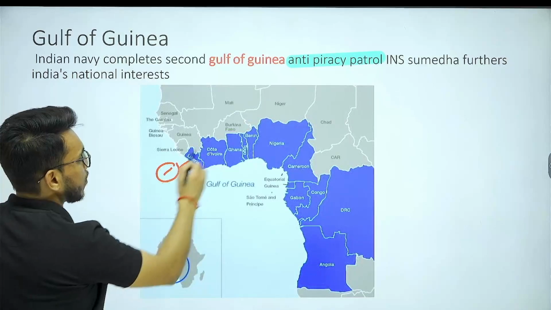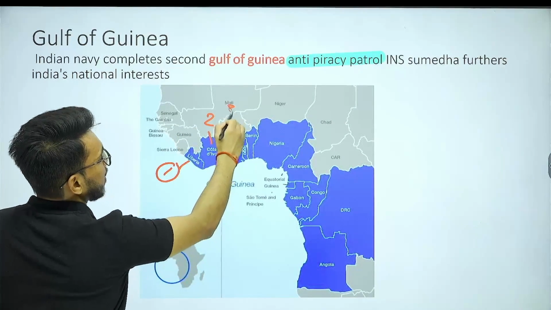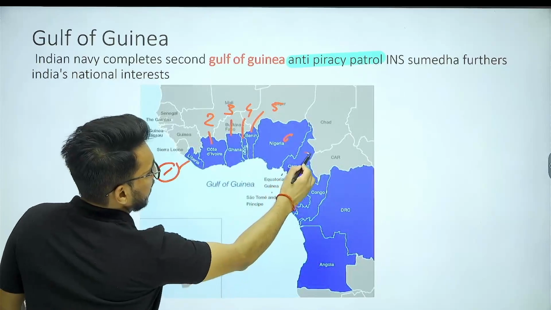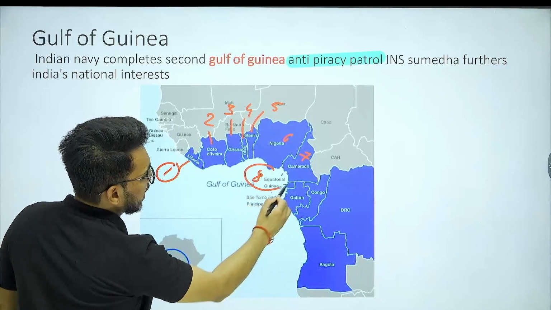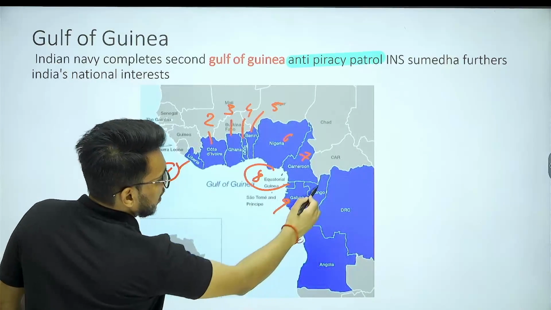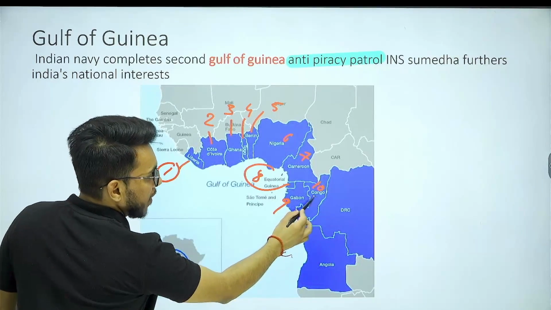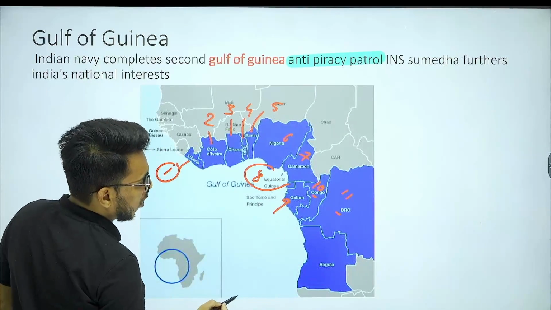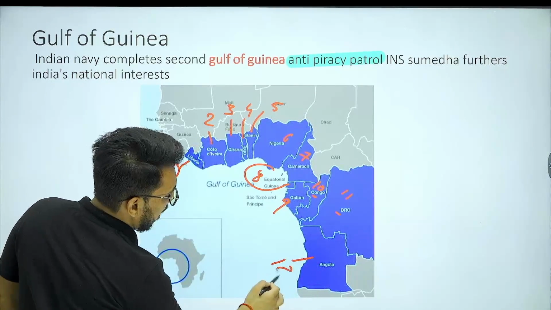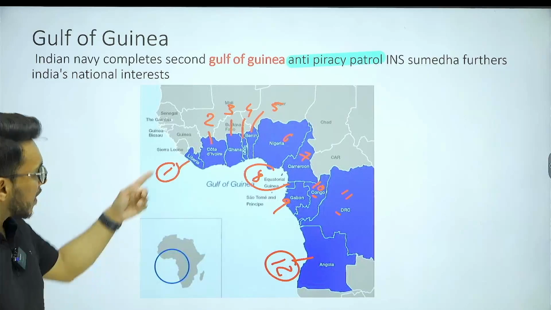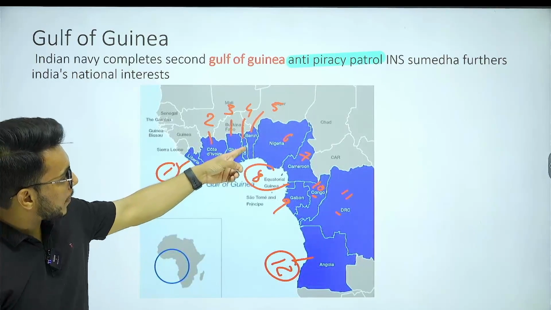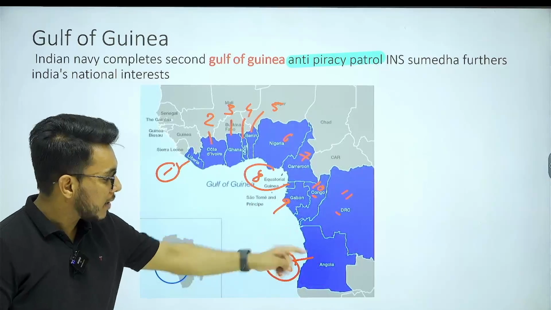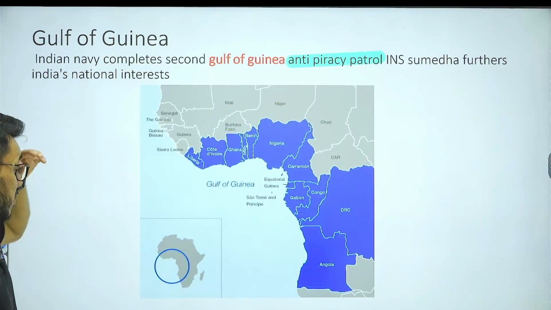Number 1, Liberia. Number 2, Cote d'Ivoire. Number 3, Ghana. Number 4, Togo. Number 5, Benin. Number 6, Nigeria. Number 7, Cameroon. Number 8, Equatorial Guinea. Number 9, Gabon. Number 10, Congo. There are two Congos. One is Republic of Congo and the other is the Democratic Republic of Congo. Both are there. So number 10, Congo. Number 11, Democratic Republic of Congo. Then we have Angola. So these are the 12 countries. Again, let's see them: Liberia, Cote d'Ivoire, Ghana, Togo, Benin, Nigeria, Cameroon, Equatorial Guinea, Gabon, Congo, DRC, Angola. So these are the 12 countries which border the Gulf of Guinea.